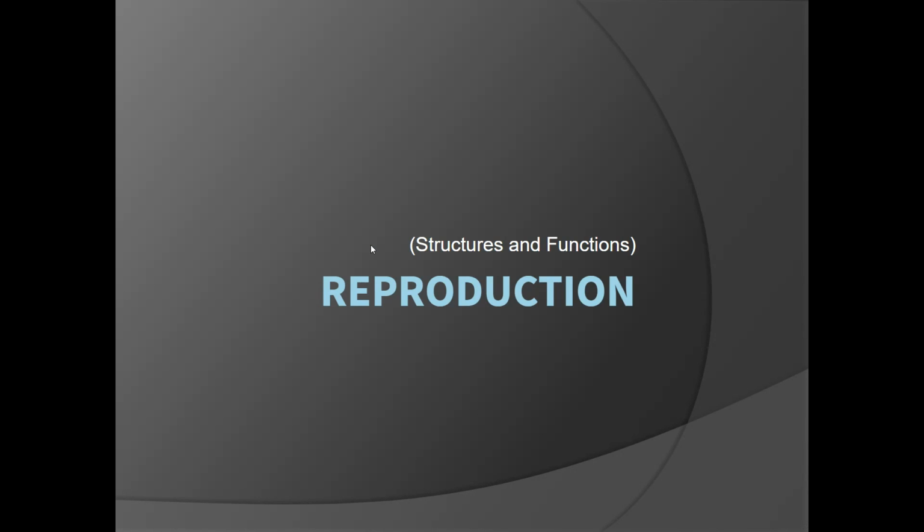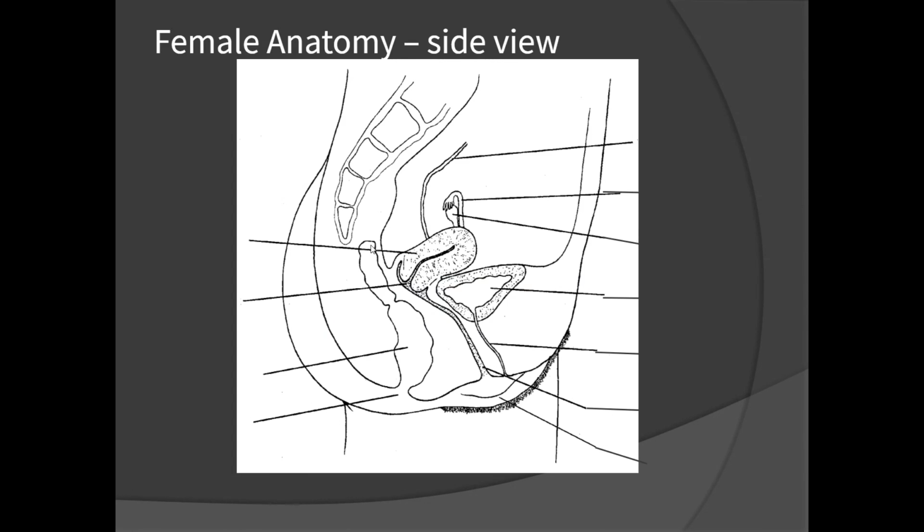Structures and functions in our reproductive unit for female anatomy. So the female side view, okay, we have the bladder. This is the cervix, which is the opening to the uterus. The fallopian tube and the ovary. There are ovaries, there are two, and there are fallopian tubes. The uterus, okay, there's one uterus.